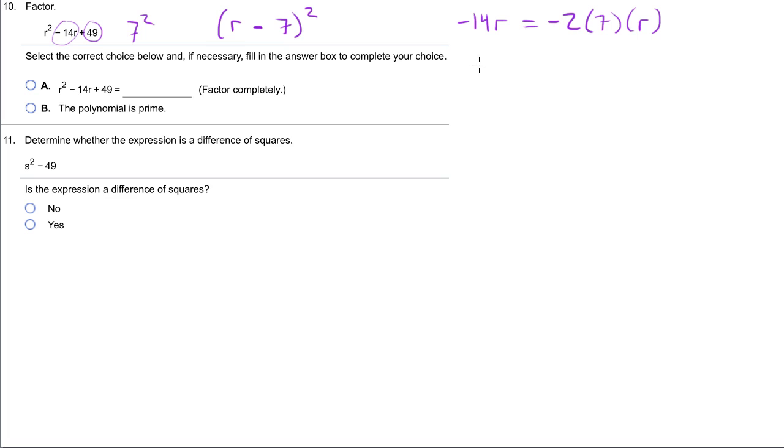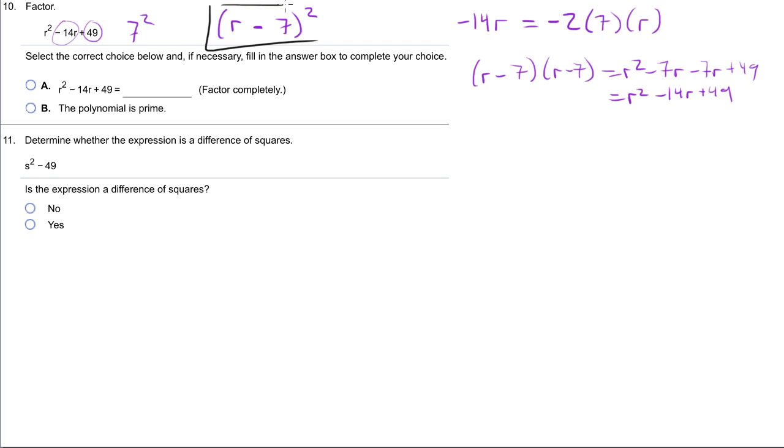And if I'm not sure of myself, I'm just going to do r minus 7 times r minus 7 and get r squared minus 7r minus 7r plus 49. R squared minus 14r plus 49. Cool. That's what I started with. So this, r minus 7 quantity squared, is my factorization.